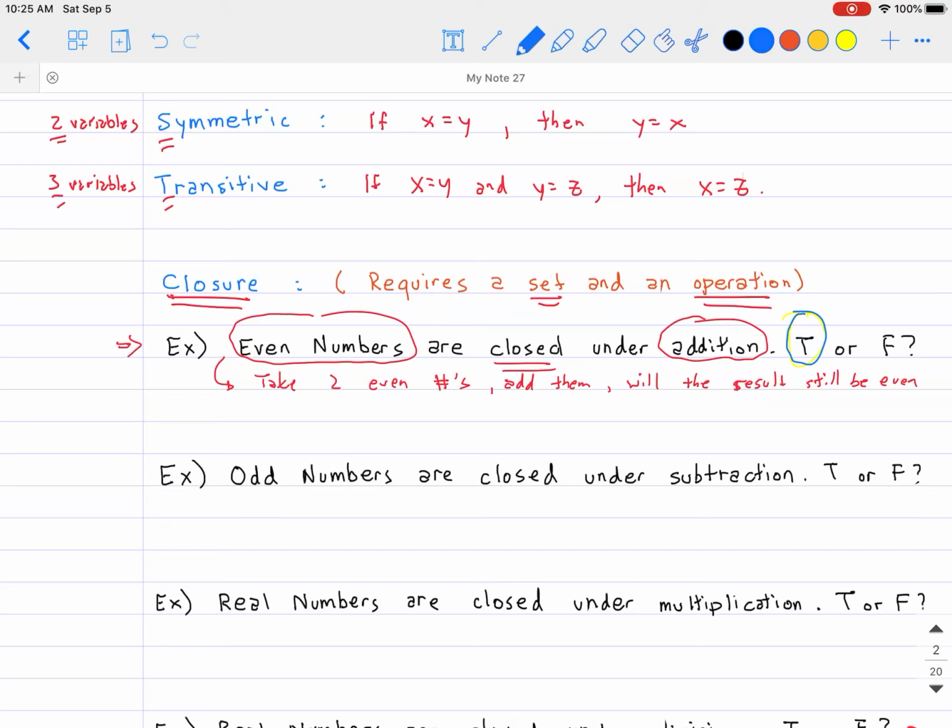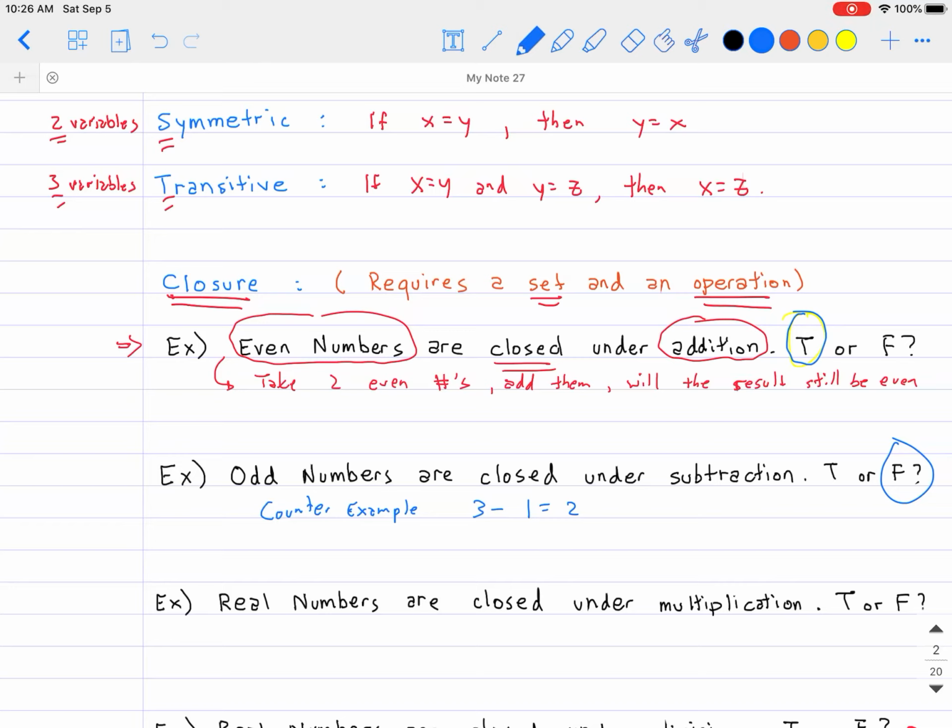Okay, let's try the next one. Odd numbers are closed under subtraction. Once again, that means if you take two odd numbers and subtract one from the other, will the result always be odd? In this case, unfortunately, the answer is no. And any time it's false, remember in geometry, all we have to do is give a counterexample. Our counterexample could be something as simple as 3 minus 1 is equal to 2.